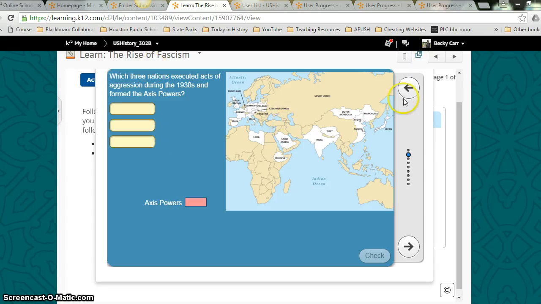So we're going to look through the 3.09 lesson. I'm going to show you how to find the checkpoint words. So this is the Axis aggression one. We have to fill in the blanks, so just follow along as I do that.